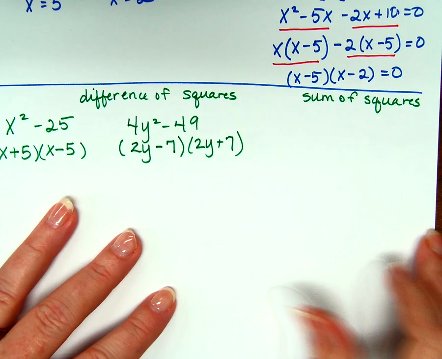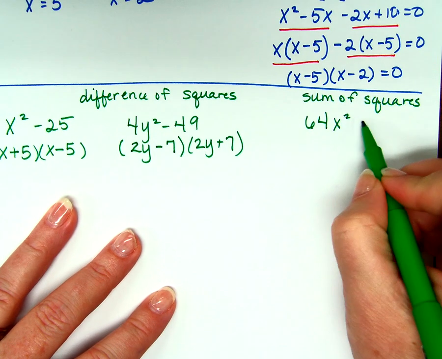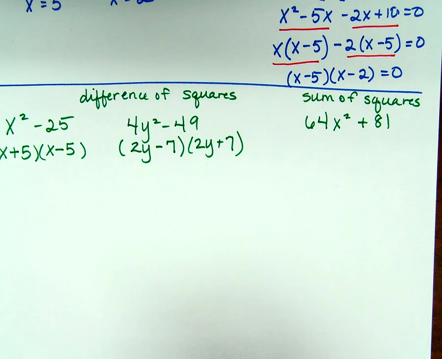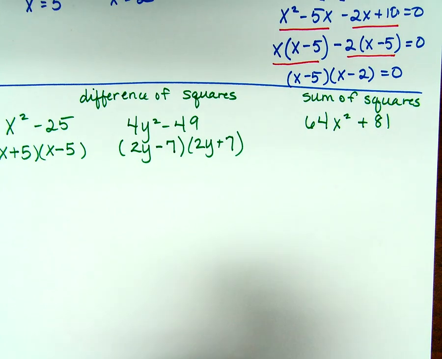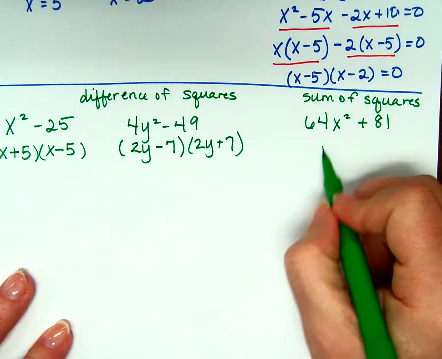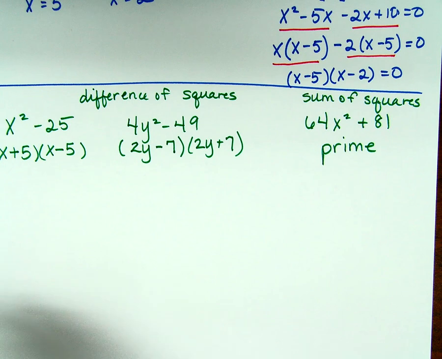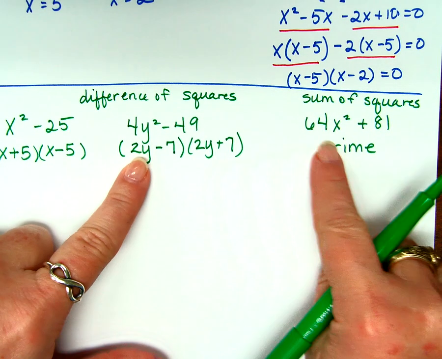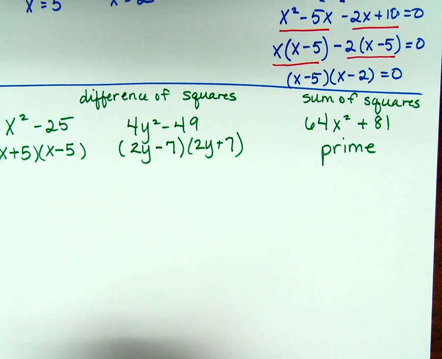So what about this? What does that mean? Sum of squares. I'm adding, right? I'm adding two terms that I know the square root of. This one's my favorite one to factor. Because you can't. It's prime. I'm done. It can't be factored into other parts because the only thing it's divisible by is itself and 1. That's what makes it prime. Does that make sense? Okay.